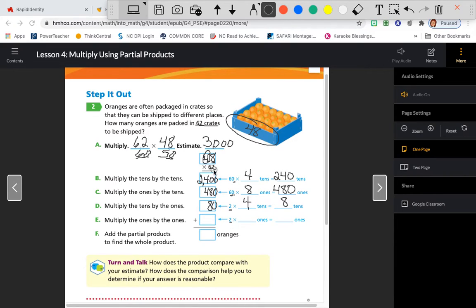So we had a 2 in 62 in the ones place, and then we have an 8 in the ones place in 48, so 2 times 8 is 16 ones. Okay, now all we need to do is add our partial products to find the whole product. So we have 6, 8, and 16, 17. So we're going to have to do some regrouping. So 1 plus 4 is 5, 5 plus 4 is 9. And then we bring the 2 down. So 2,976 oranges.